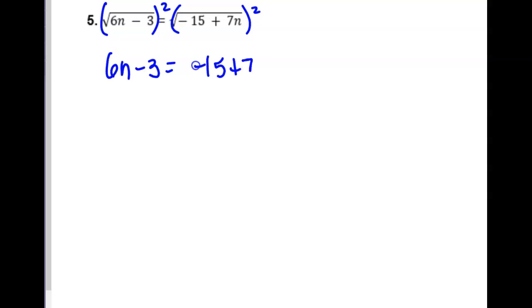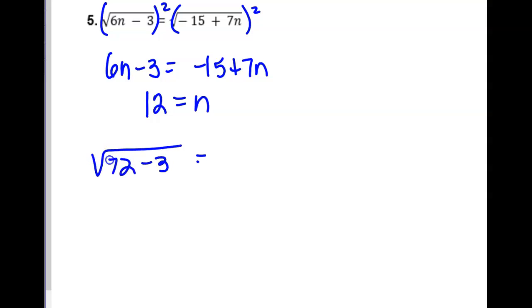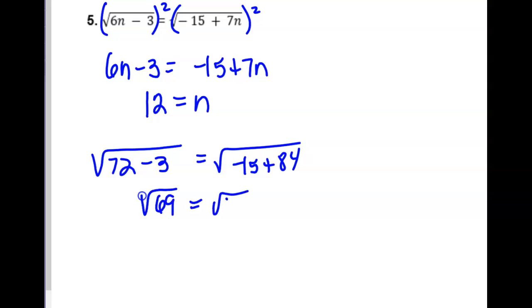Okay, this one is also easy. Because what happens? You just square both sides. There's no extra algebra on the outside of the radical, so we just get 6n minus 3 equals negative 15 plus 7n. Solve that. What do you get? 12 equals, yep. Okay, if I plug it back in, it isn't pretty. It's 72 minus 3 over here. And negative 15 plus 84. But guess what? It is gross, but it does work, okay?